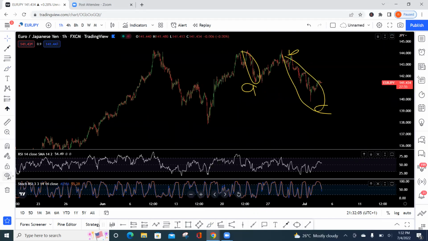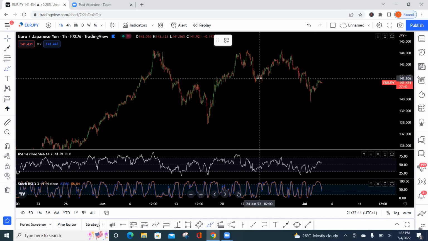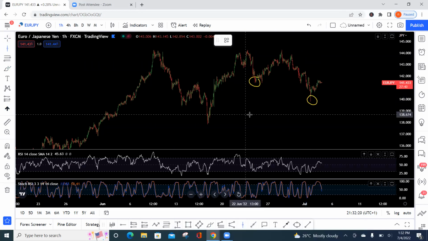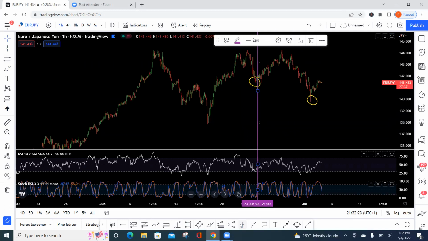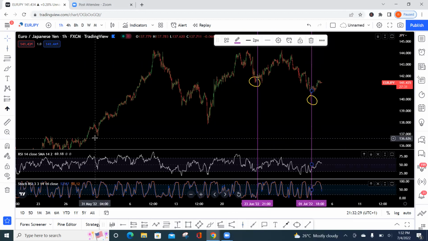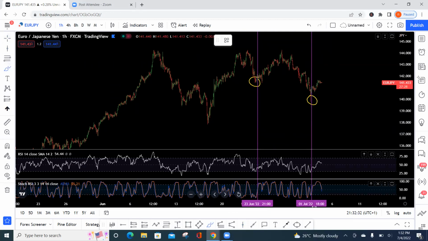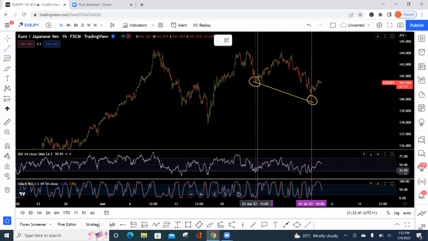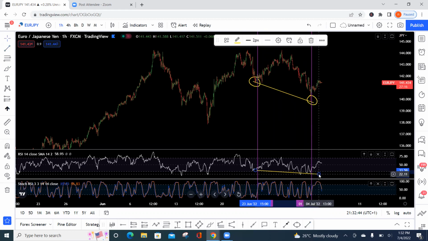So if you look at it this way, let's clear up this stuff. Look at it this way, from this point here to this point. You have to give me corresponding points on the indicator. See the corresponding point right here. See this one here, right here. So we have to connect the two points together. Let's use our trend line tools. See this lower low. Then let's come to the indicator and connect it. What does it form? Lower low. Can you see lower low?